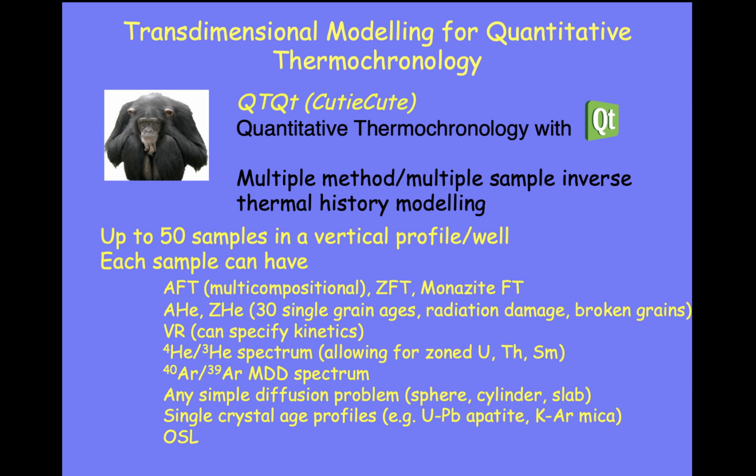Vitrinite reflectance, VR, there are two standard models, Easy%Ro and Basin%Ro, but you can also specify your own kinetic parameters based on those kinds of model formulations. Helium 4-3 spectra, where you can allow for zonation in the parent elements, uranium, thorium, samarium. Argon 40/39 multi-domain diffusion spectra.